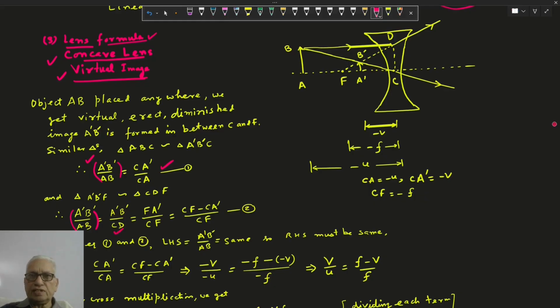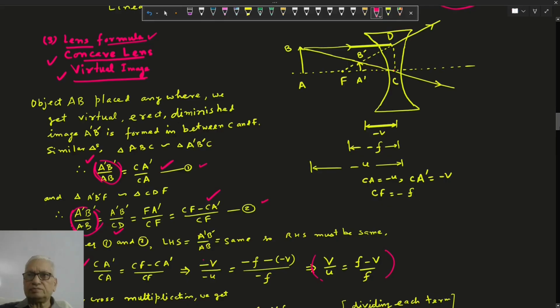Here, F A dash upon F A dash can be written as CF minus CA dash. Now from equation 1 and 2, the left hand side is the same, so equating the right hand side, CA dash upon CA equals CF minus CA dash upon CF. Putting the values with sign convention, CA dash is minus V, CA is minus U, CF is minus F, so V upon U; the minus signs cancel, minus F minus V cancels, and we get F minus V upon F.